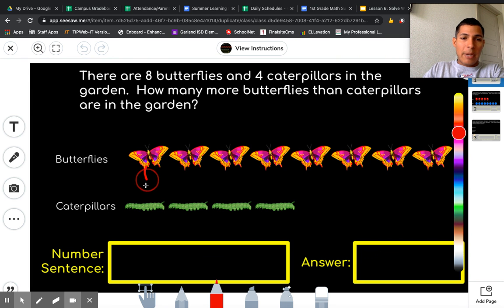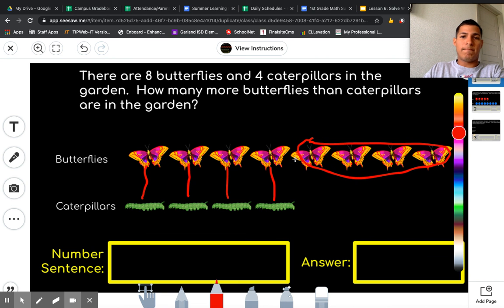So creating our pairs. 1, 2, 3 pairs now. How many do we have extra? Right? There are 4 more butterflies than caterpillars. So how can we determine this in a number sense? How can we write this in our number sense? Just like before, guys.